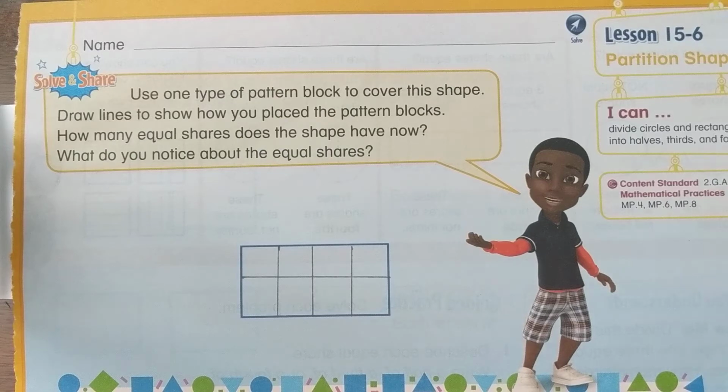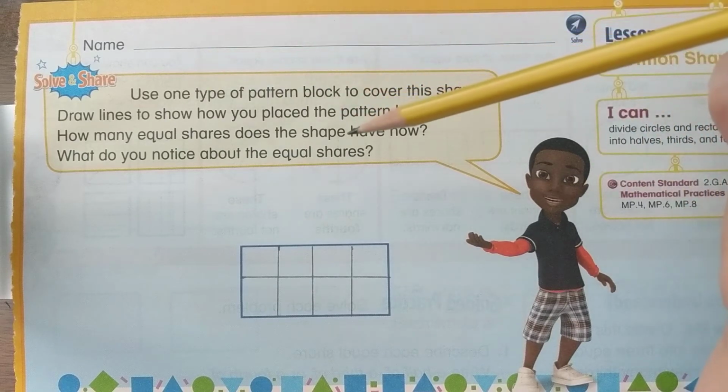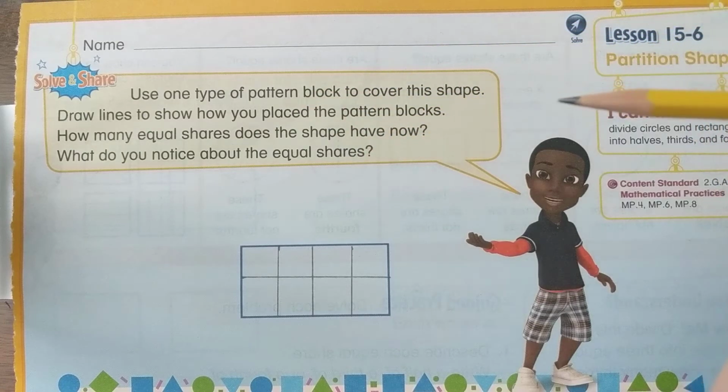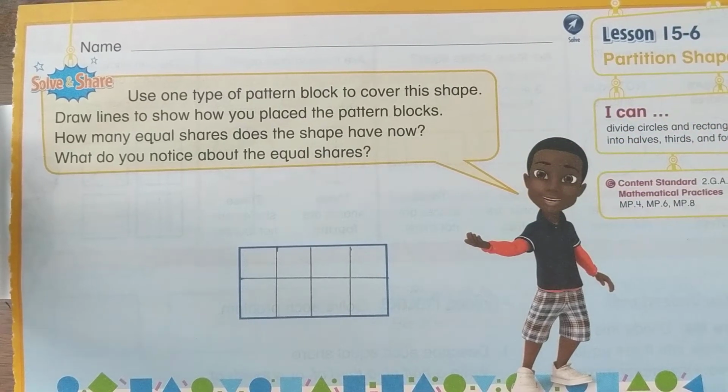The first one says, use one type of pattern block to cover the shape and draw lines to show how you place the pattern blocks. How many equal squares does the shape have now? And what do you notice about the equal shares? I know you don't have pattern blocks with you, and I don't have any with me either, so I drew lines to partition this shape.